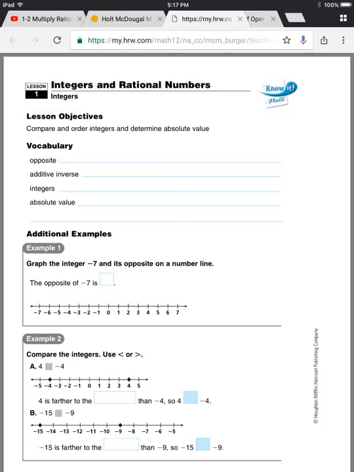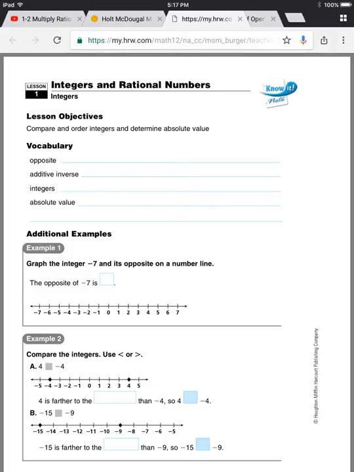So, our vocabulary today, the first word is opposite. You know what the word opposite means in just everyday language, like hot and cold. Well, opposite in math kind of is the same thing. Negative and positive numbers are opposites. -7 and +7 are opposites.